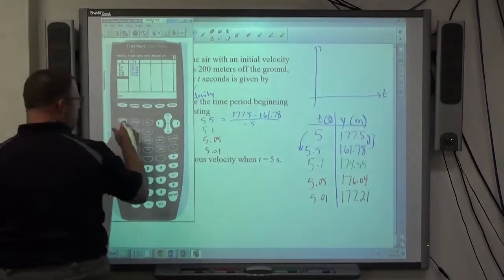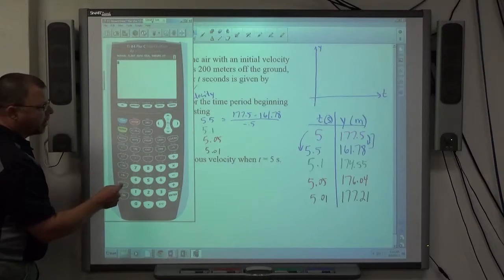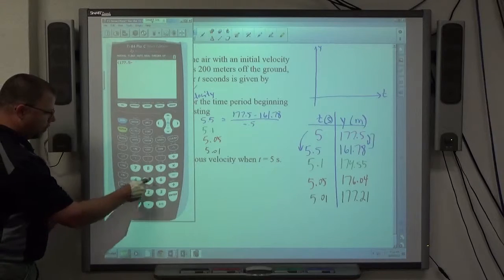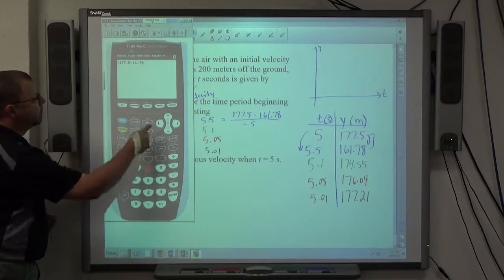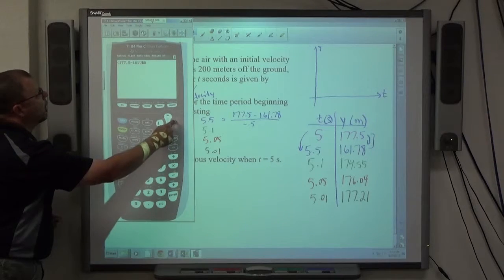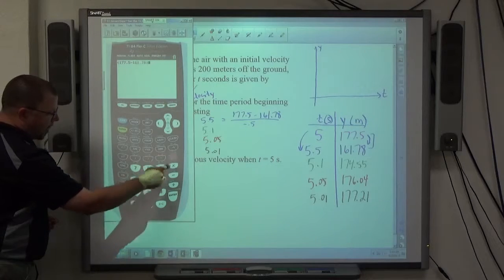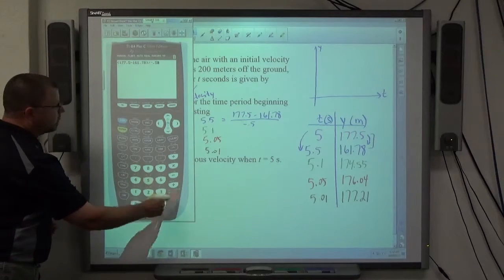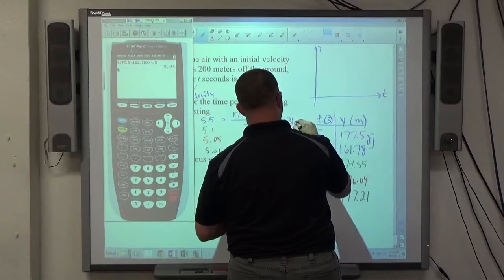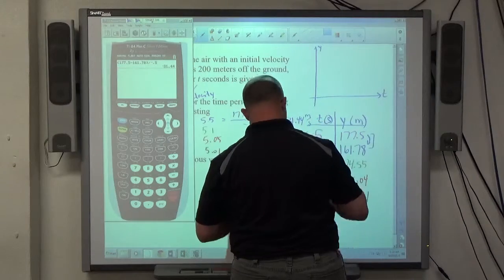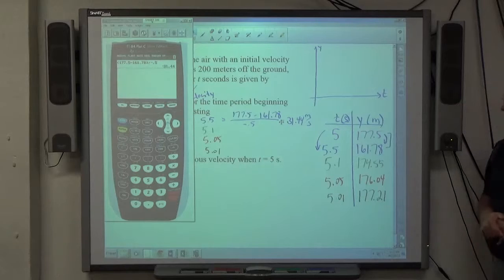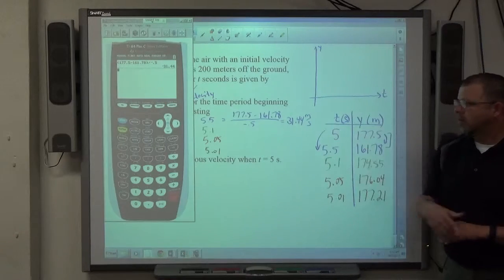So, go to my calculator, type in parentheses 177.5 minus 161.78, divided by negative 0.5. Comes out to negative 31.44 meters per second. All right? Does everybody see where that came from?